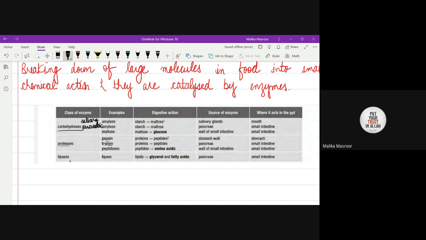Lipases, as the name suggests, work on lipids. So example is your lipase enzyme that works on lipids and converts them into glycerol and fatty acids. There's only one of them and it's only produced in one place, that is from your pancreas, and it acts in your small intestine. Is this clear?